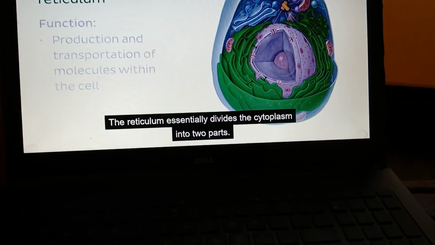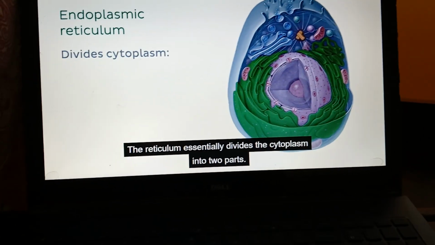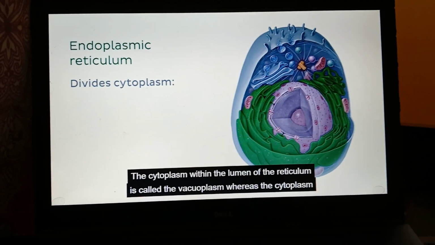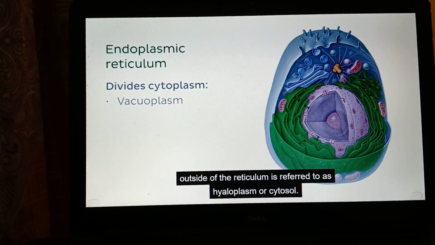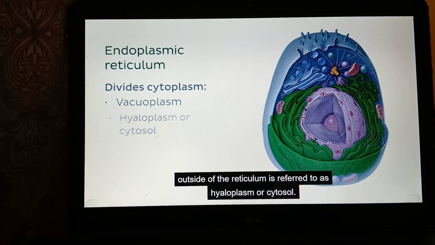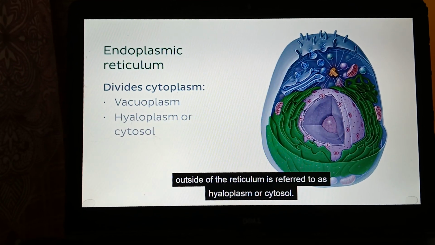It sends much needed supplies to other organelles, providing them with a reliable source of nutrients and amino acids. The reticulum essentially divides the cytoplasm into two parts. The cytoplasm within the lumen of the reticulum is called the vacuoplasm, whereas the cytoplasm outside of the reticulum is referred to as hyaloplasm or cytosol.